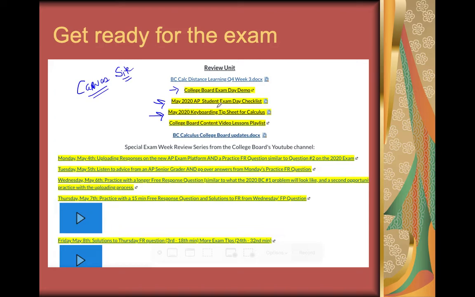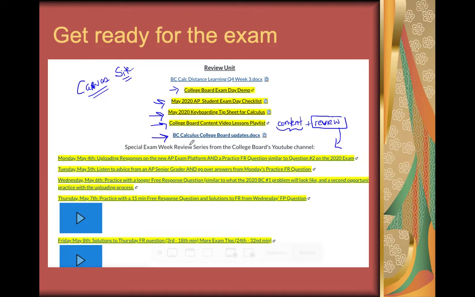Most of you, I'm sure, know the keyboarding tip sheets for calculus, mostly for math classes, that you know without having to access equation editor. There are some math functionality buttons built in. So this sheet will highlight them for you. And then this is the link to the entire College Board playlist. Remember, this has content and review. I did not go through the content videos, but I did all of the review videos. The review videos are linked below.